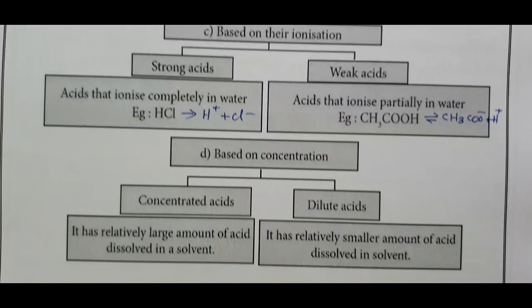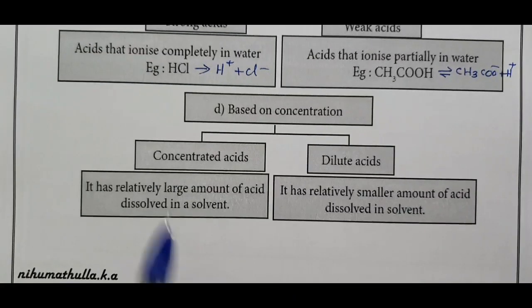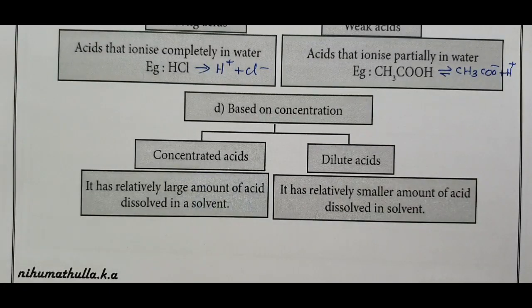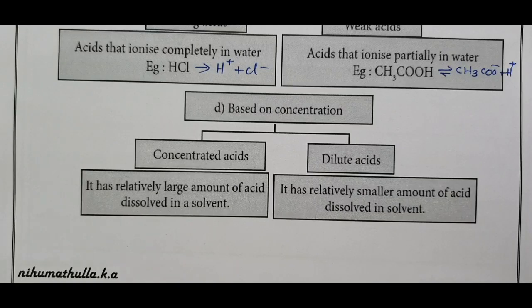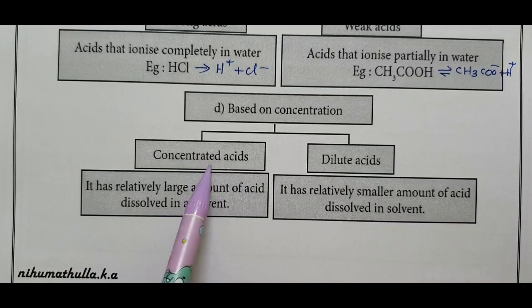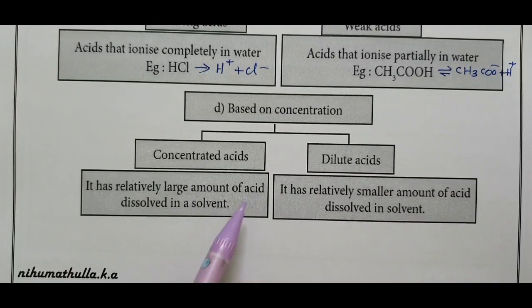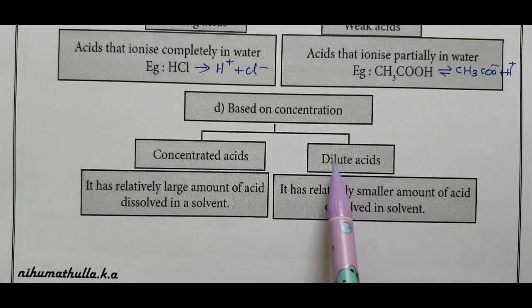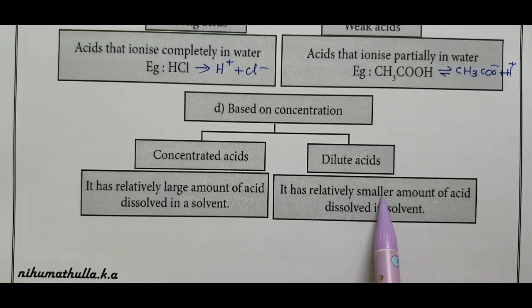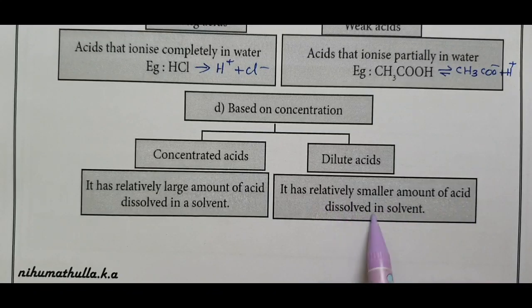Then, based on concentration, one is a concentrated acid, another is a dilute acid. A concentrated acid has a relatively large amount of acid dissolved in a solvent. The amount of acid is very much when compared with the amount of the solvent. A dilute acid has a relatively smaller amount of acid dissolved in solvent.